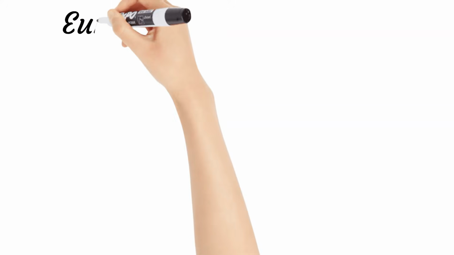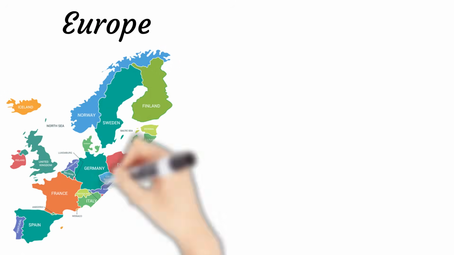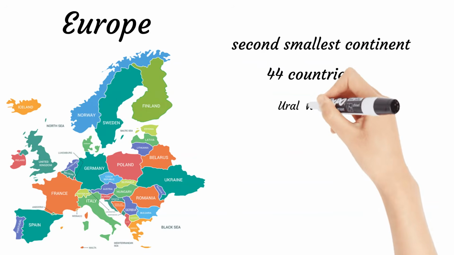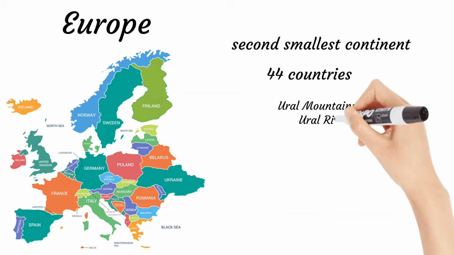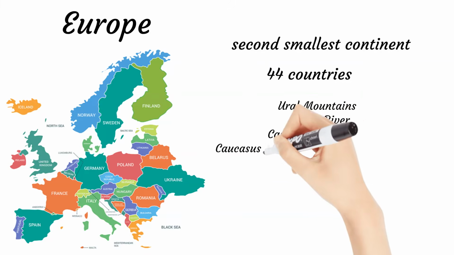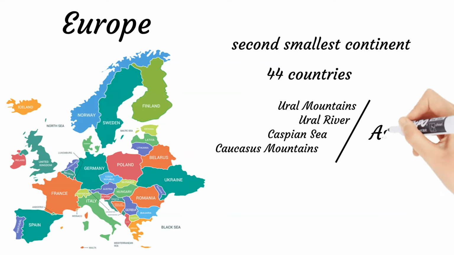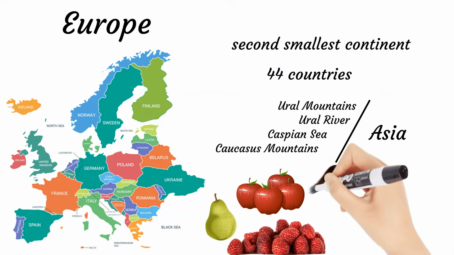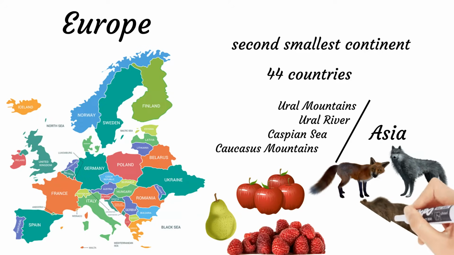Europe is the 2nd smallest continent, but it has 44 countries altogether. The Ural Mountains, the Ural River, part of the Caspian Sea and the Caucasus Mountains form the main boundary between Europe and Asia. Apples, pears and raspberries all originally come from Europe, and it is home to foxes, wolves and bears.